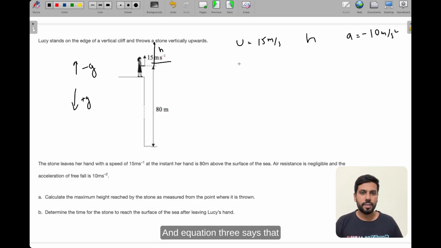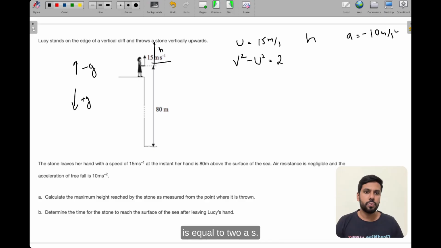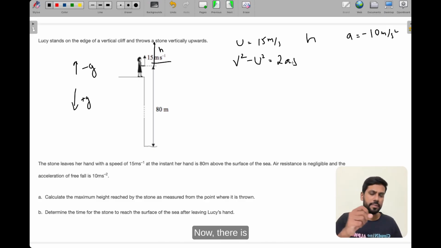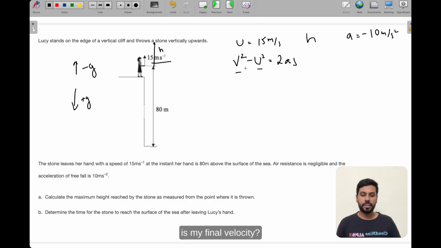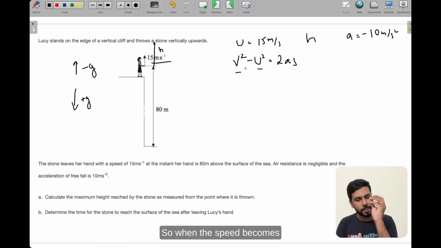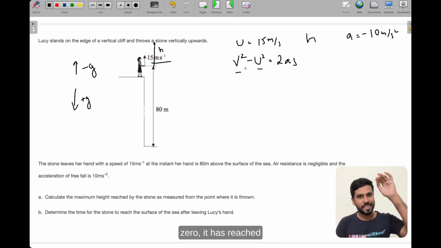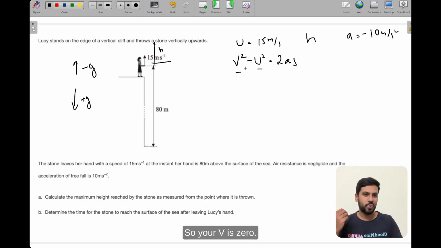And equation 3 says that v square minus u square is equal to 2as. Now there is something missing. This u is my initial velocity, v is my final velocity. Now you might think, what is my final velocity? But students, understand, gravity is trying to slow it down, slow it down, slow it down. At one point it becomes 0. So when the speed becomes 0, it has reached its maximum height. So your v is 0, students.